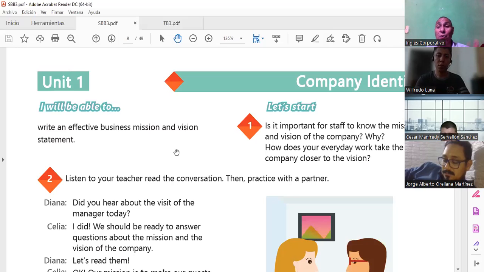Entonces ya tenemos dos homework, ¿verdad? Uno es la escritura donde tenemos why study English, la reason why, y esta de traer un mission statement y un vision statement. No tiene que ser mucho, ¿ok? Vision statement, mission, no tiene que ser demasiado. Con dos o tres oraciones que traigan la mission statement y la vision statement. ¿Estamos bien ahí?